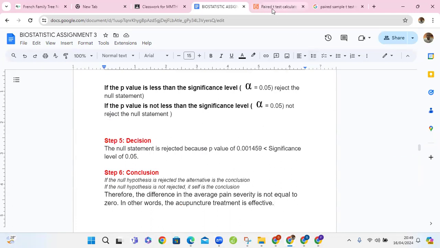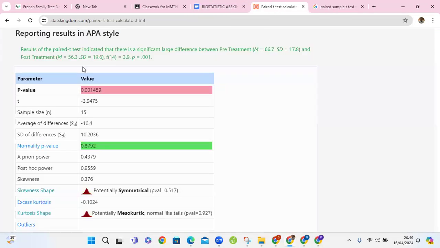And APA style is written in green here. Results of the paired t-test indicate that there is a significant large difference between pre-treatment and post-treatment. Pre-treatment, you have a mean of 66.7. Post-treatment, you have a mean of 56.63. There's a significant difference according to the test.